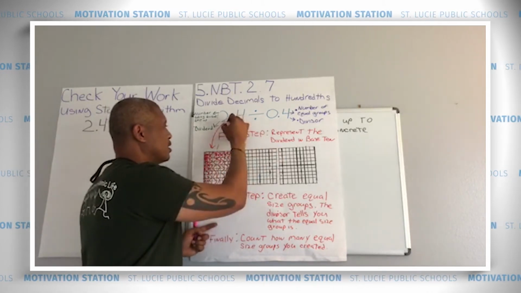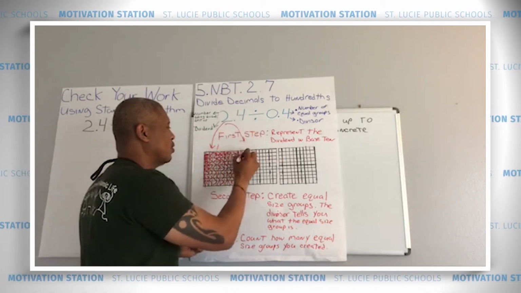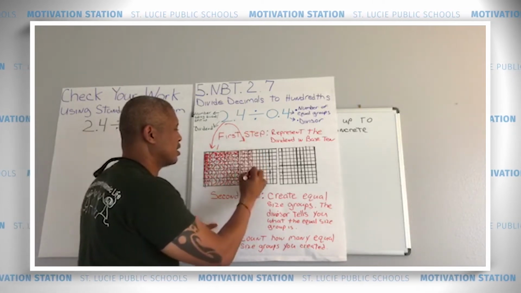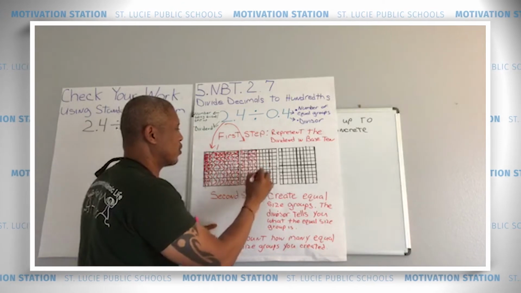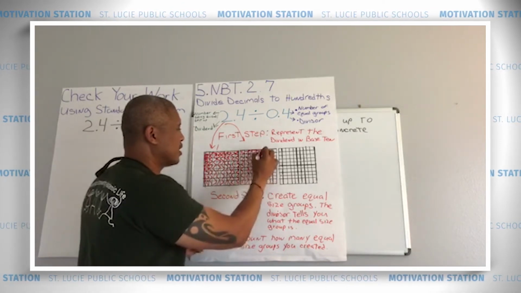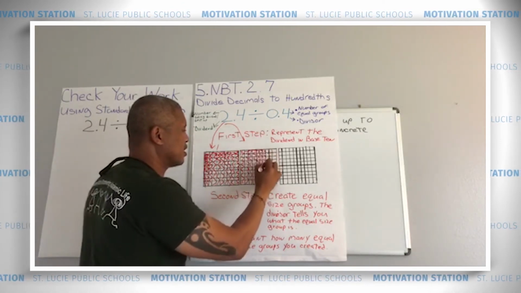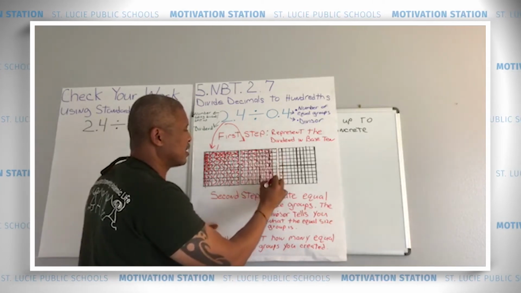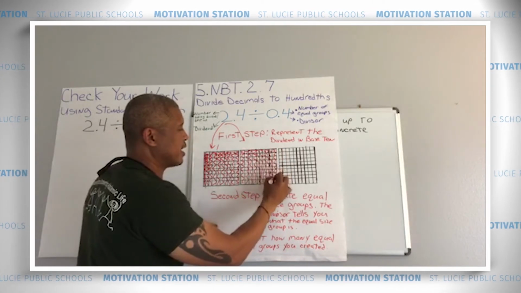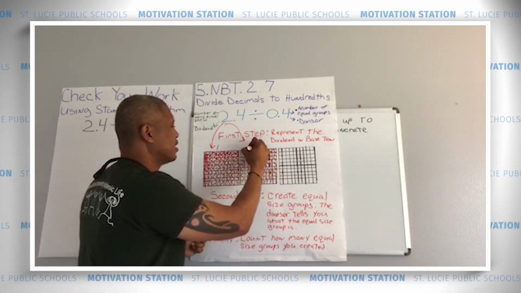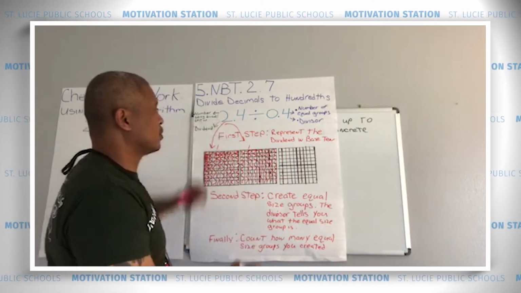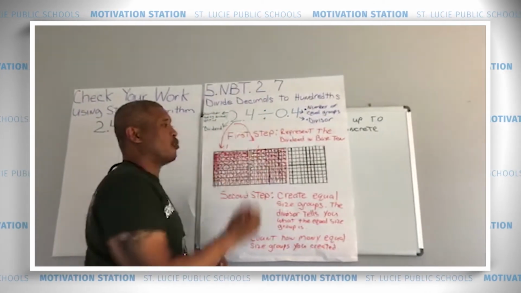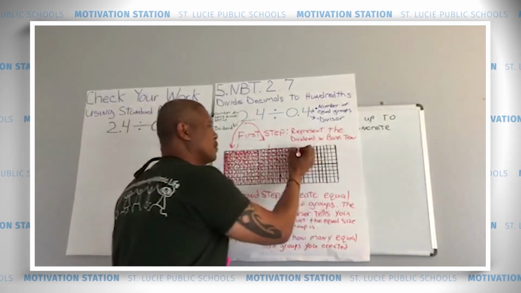Now I need to represent my second whole. 1/10, 2/10, 3/10, 4/10, 5/10, 6/10, 7/10, 8/10, 9/10, and 10/10. That represents my second whole. Now that I represented both my wholes, I need to represent 4/10 on my final model.